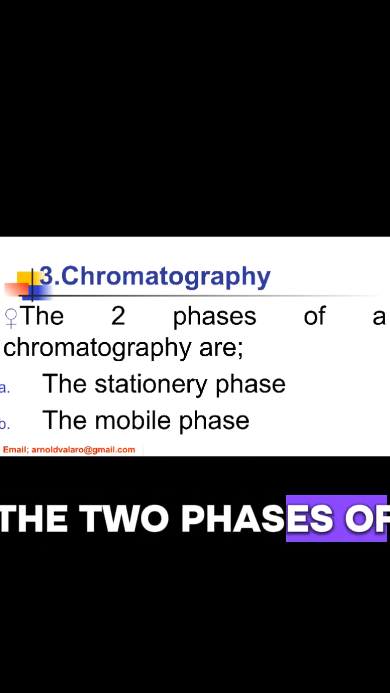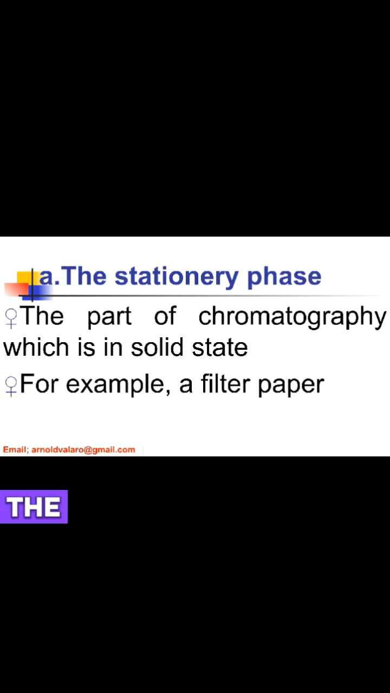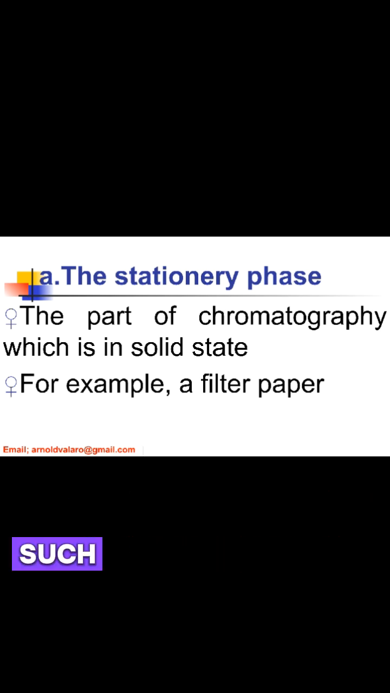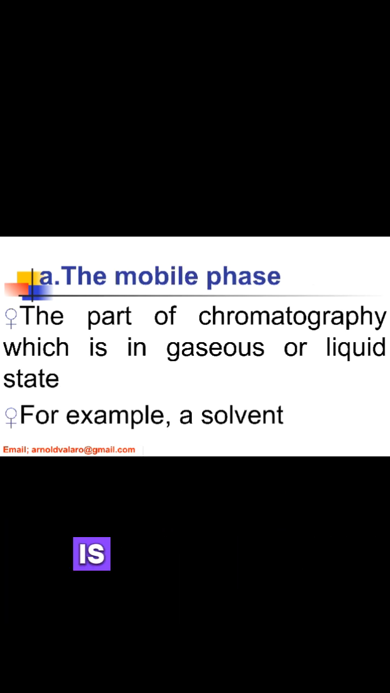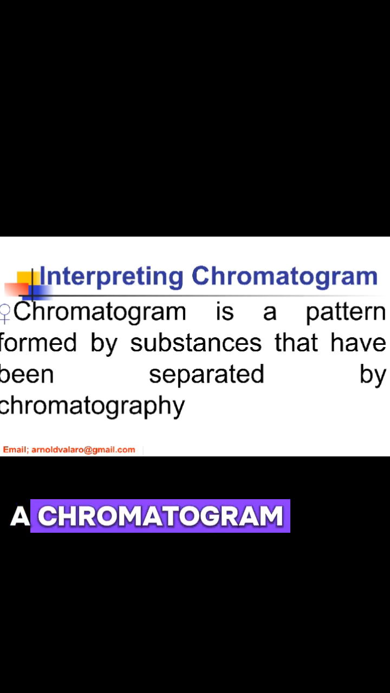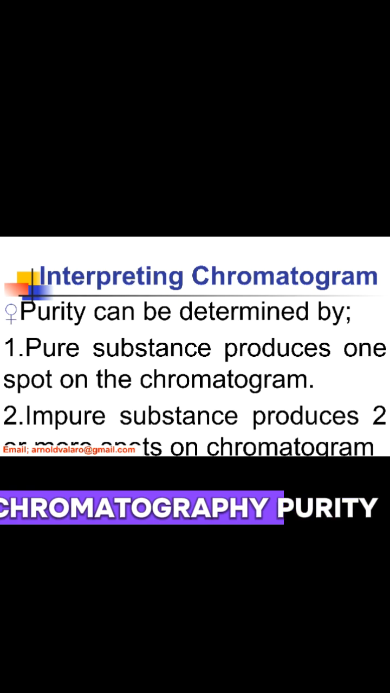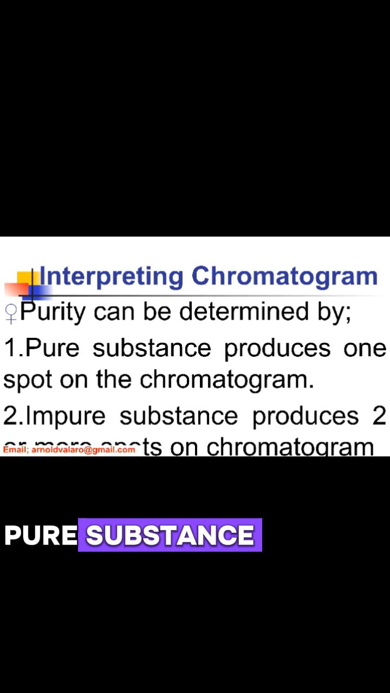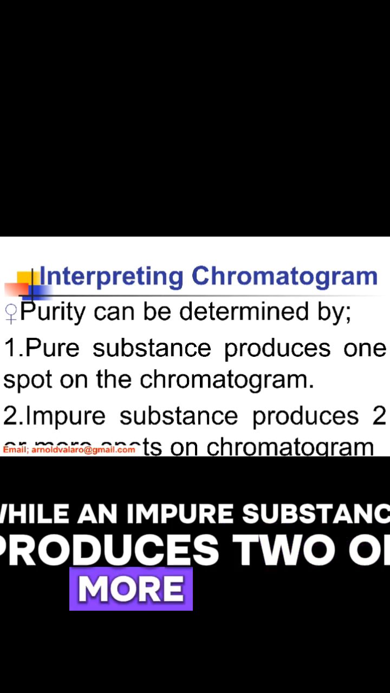The two phases of chromatography are the stationary phase and the mobile phase. The stationary phase is the part of chromatography that is in a solid state, such as a filter paper. The mobile phase is the part of chromatography that is in a gaseous or liquid state, such as a solvent. A chromatogram is the pattern formed by substances that have been separated by chromatography. Purity can be determined by the spots on the chromatogram. A pure substance produces one spot, while an impure substance produces 2 or more spots.